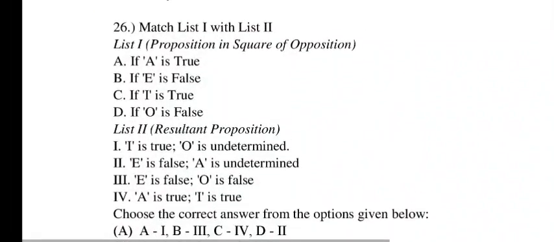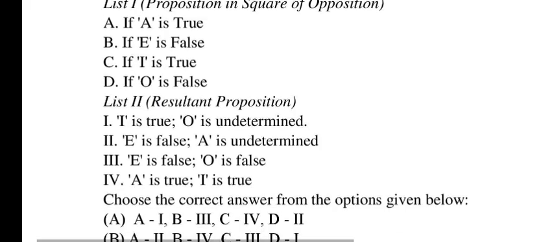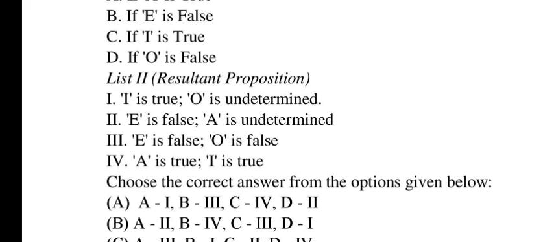26 says, match list 1 with list 2. In list 1 we have proposition in square of opposition: A, if A is true; B, if E is false; C, if I is true; D, if O is false. List 2 says resultant proposition: 1, I is true, O is undetermined; 2, E is false, A is undetermined; 3, E is false, O is false; 4, A is true, I is true.